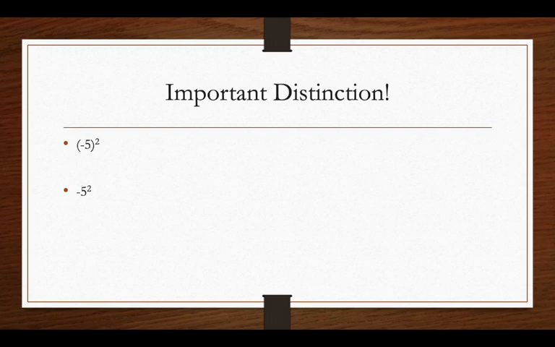All right, we already talked about this right here. If I have a parentheses, negative 5 squared, this is really important. This means negative 5 times itself. Is that going to be a positive answer or a negative answer? Positive. Positive what? Positive 25. Very good.